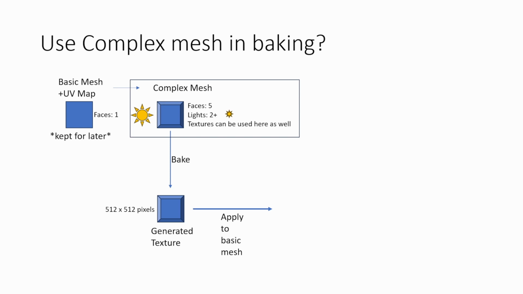We could take this texture and apply it to the basic mesh that we kept from earlier, and then what we get is a basic mesh with a complex texture. And now we could add one light to the scene and have one face, and it looks like it has 5 faces and a couple more lights.